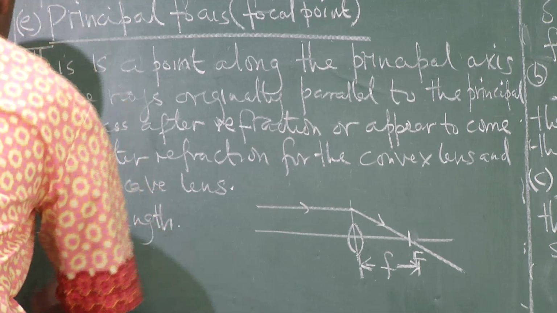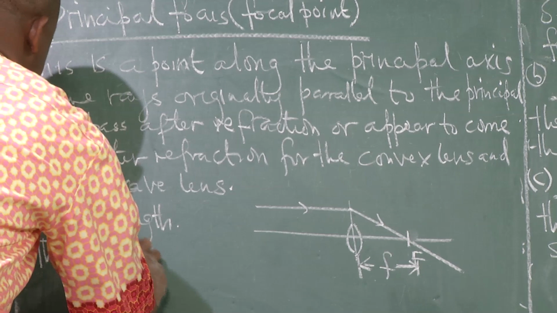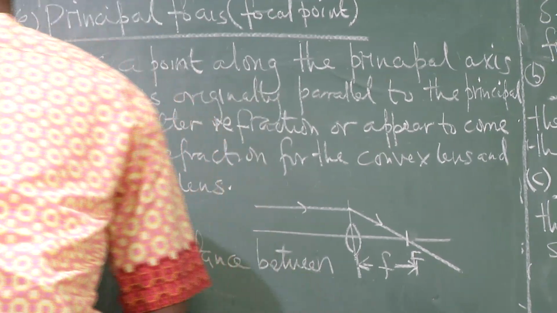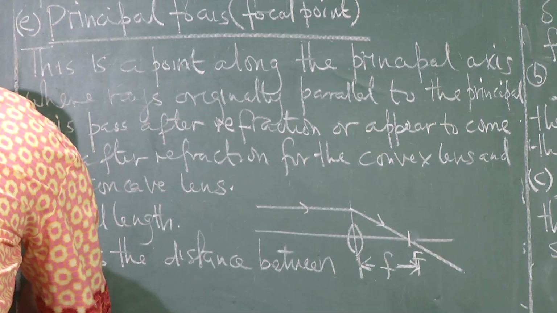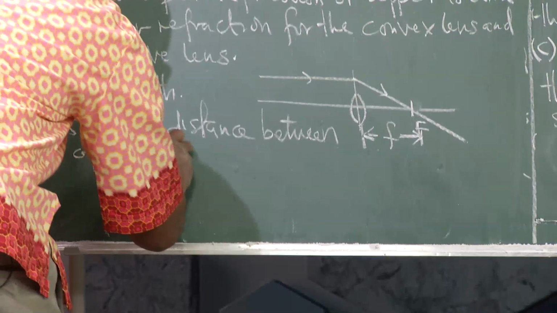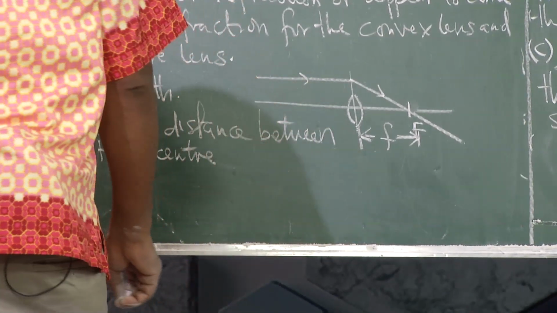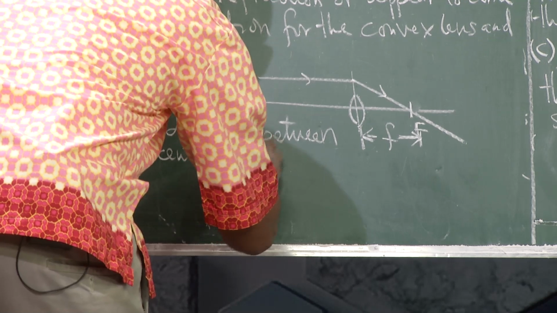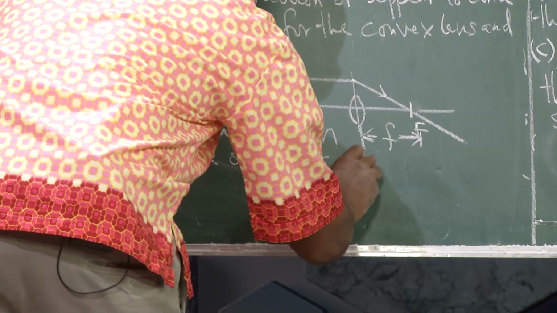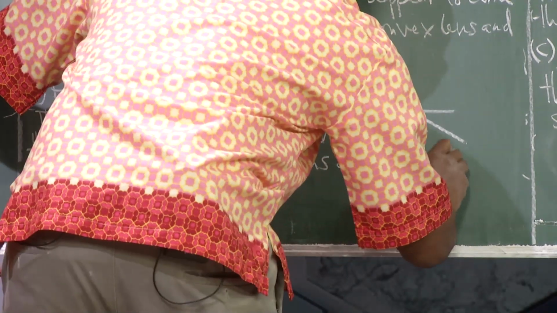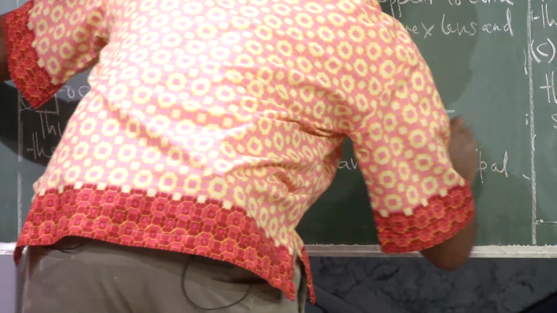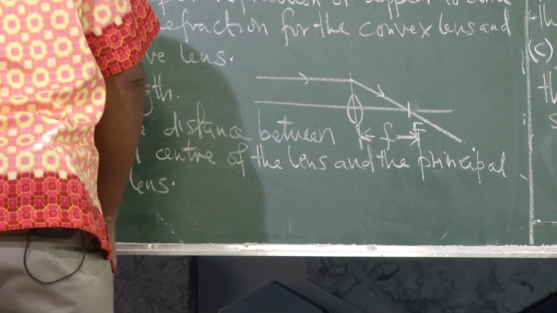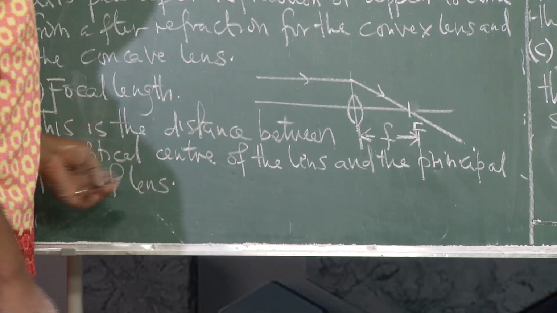So we can say that this is the distance between the optical center and the principal focus of the lens, if I want to be brief. The distance between the optical center and the principal focus of the lens.